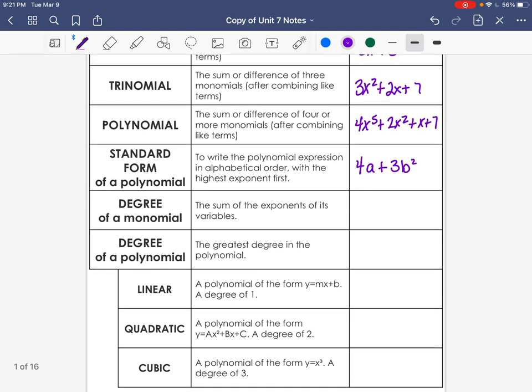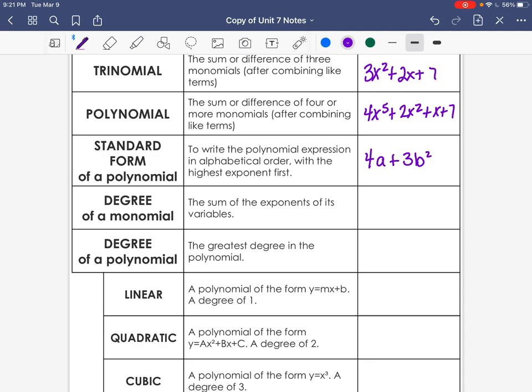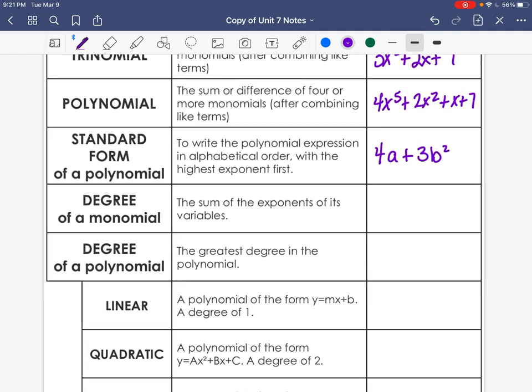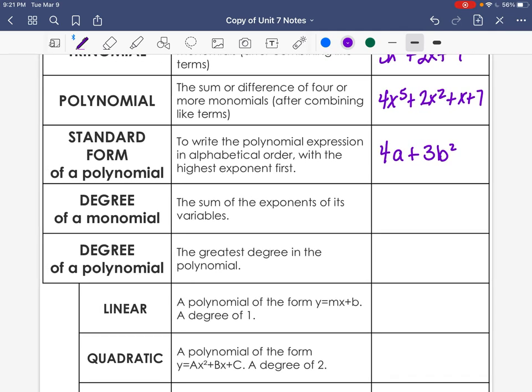The next thing we have here is the degree of a monomial. So the degree of a monomial is the sum of the exponents of its variables. So let me zoom this in a little bit more so it'll show better on your screen. So if we had something like 3a to the third b c squared. Okay, that's a monomial. There's no pluses or minuses. So that kind of tells you, hey, this is just a monomial if there are no pluses or minuses.